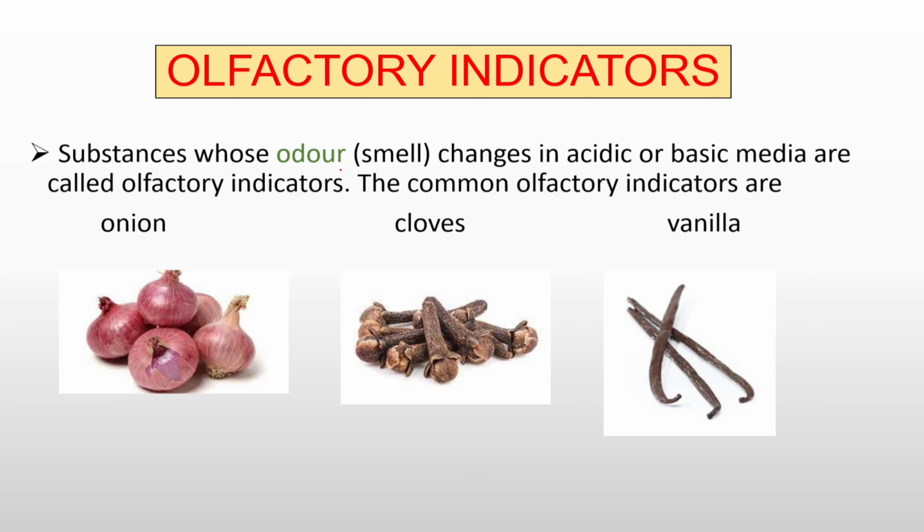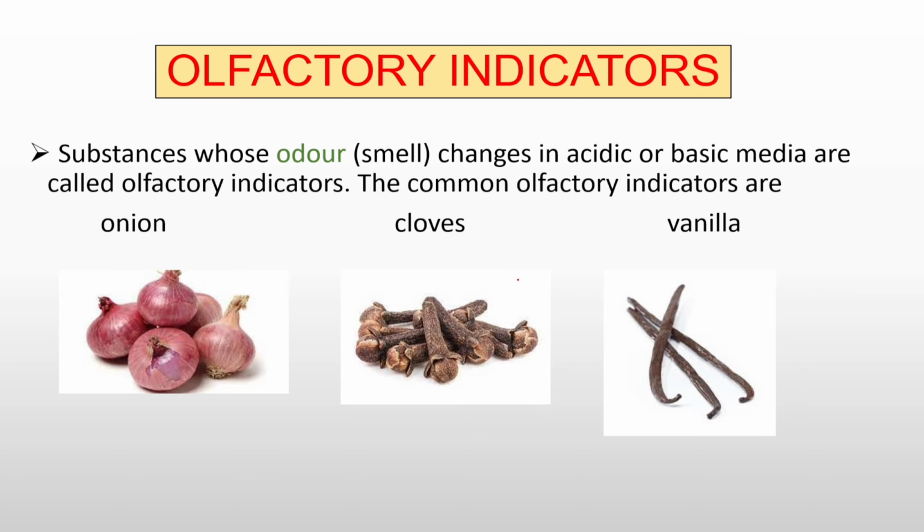So olfactory indicators are based on smell, odor. They change their smell in acidic or basic medium. So we have onion, and then cloves, and then vanilla or vanilla extract. We all know this vanilla flavor. It comes from a compound called vanillin.